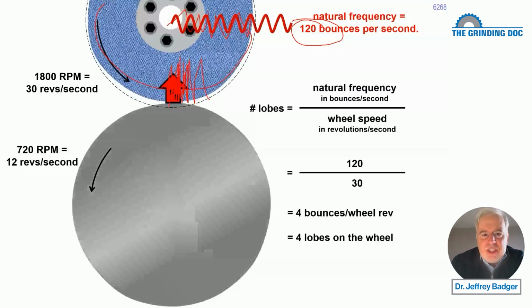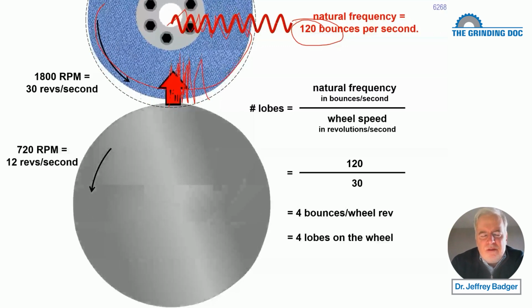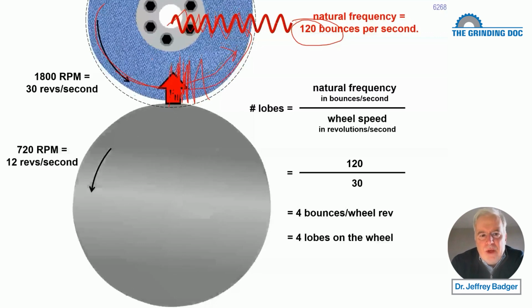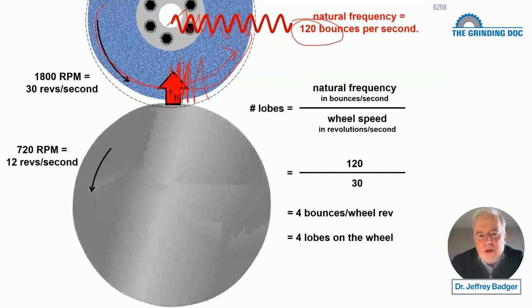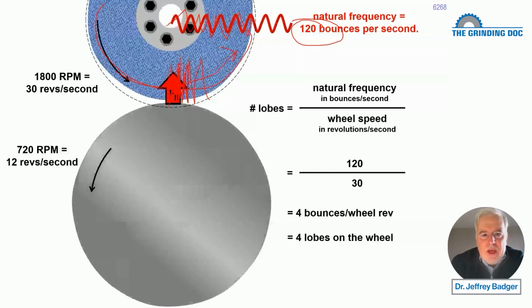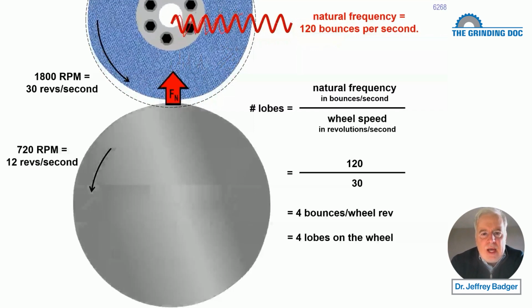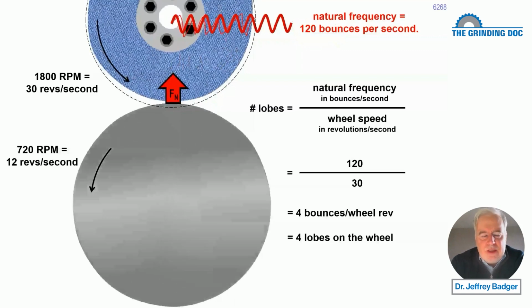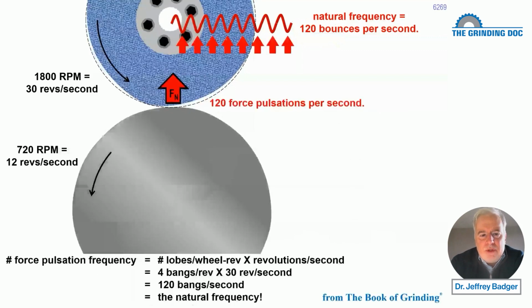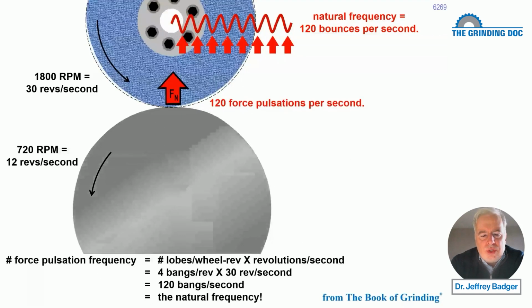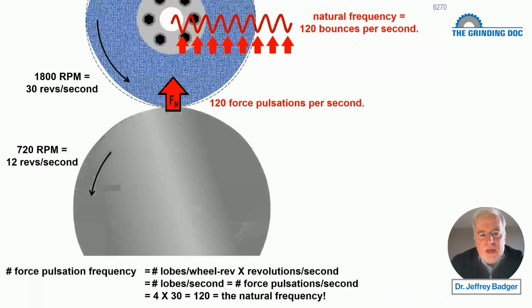So now we've got a vicious cycle. So we're putting 4 lobes into the wheel, and then those 4 lobes in the wheel are exciting the system at exactly its natural frequency. And that's exactly the frequency we don't want to excite the system. So what happens? Now the lobes are getting bigger.